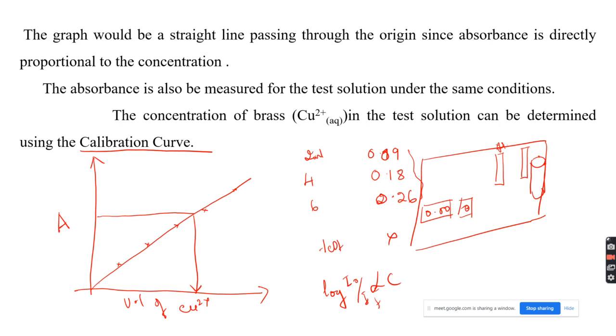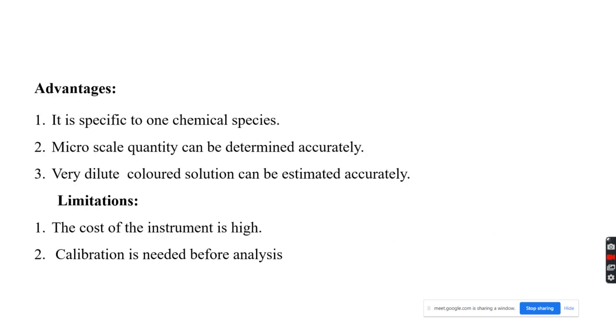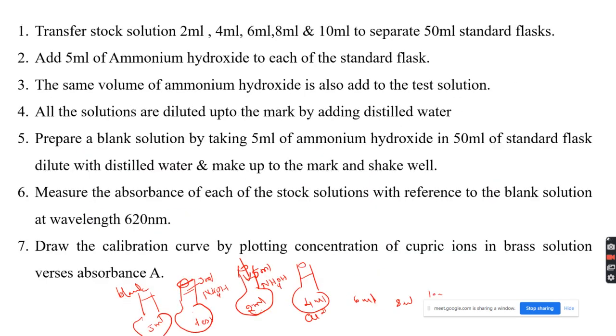And what is the advantage of this? The advantage is that it is specific to one chemical species. Microscale quantities can be determined. Very dilute colored solutions can be estimated accurately. That is very important, it's applicable to dilute solutions. Then the cost of the instrument is very high and calibration is needed before analysis. These are some drawbacks we observe under colorimetry.